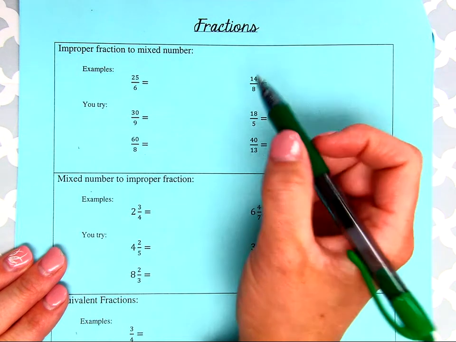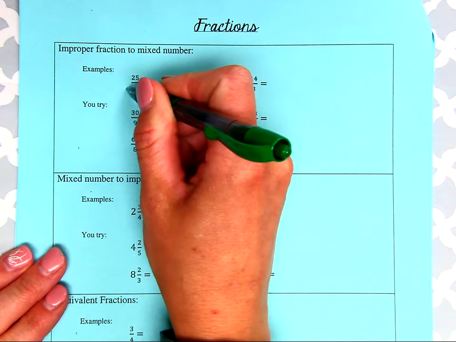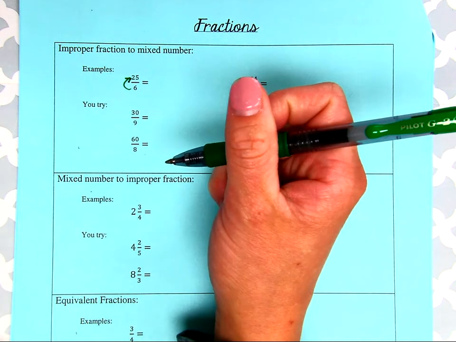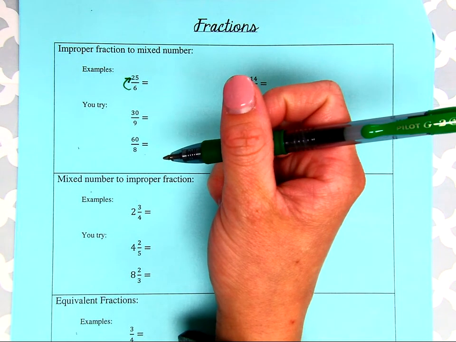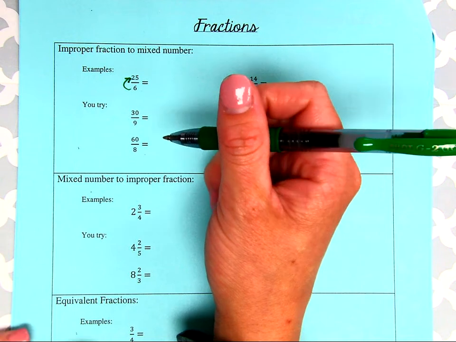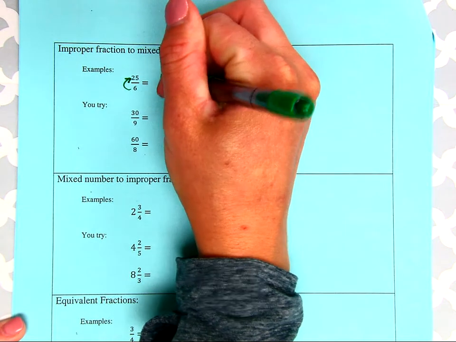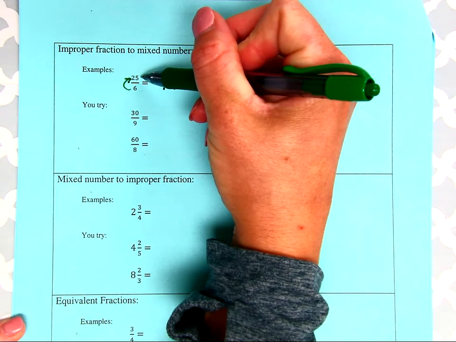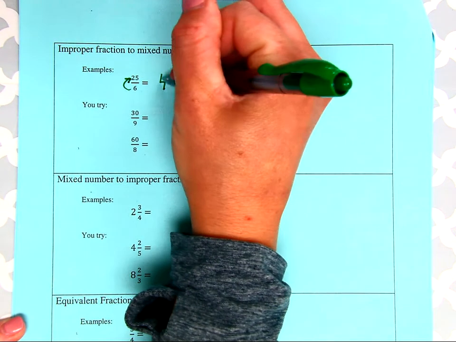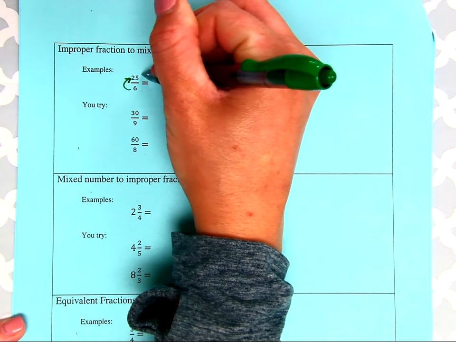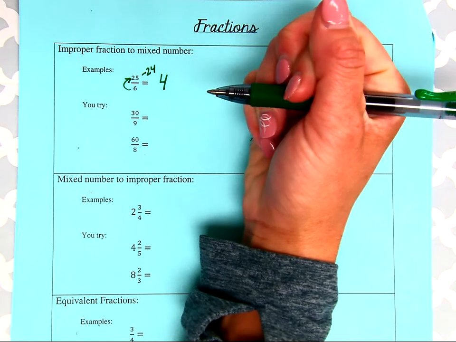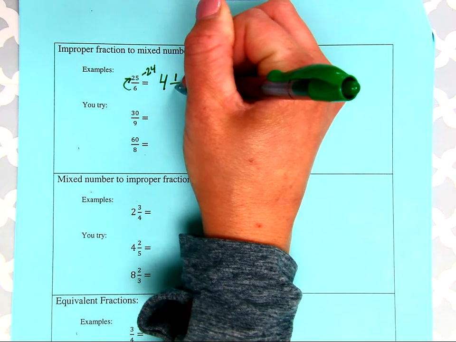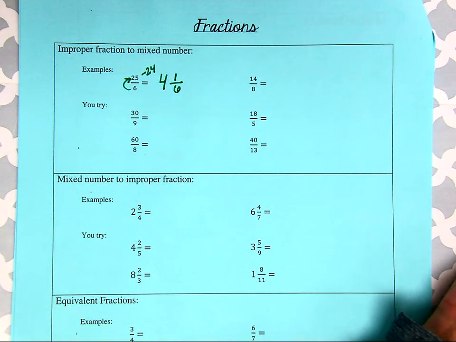In order to do this, we are basically seeing how many times our denominator can fit into our numerator without going over. So 6 can go into 25 4 times. So this makes our whole number. 6 times 4 is 24. So I'm really close, but I'm not going over. By making 4 my whole number, we're taking 24 out of that 25. So that leaves us with 1 left in our numerator, and our denominator stays the same.